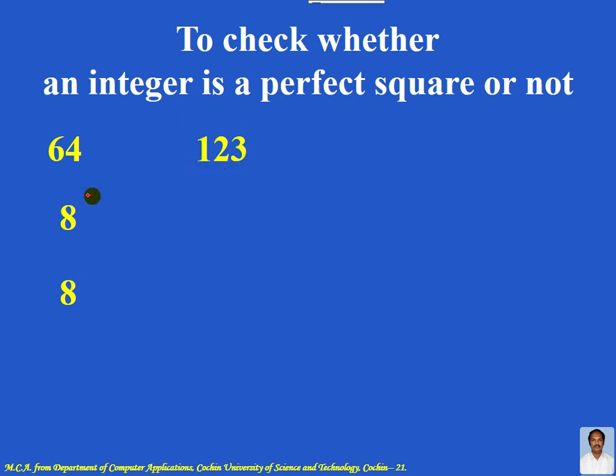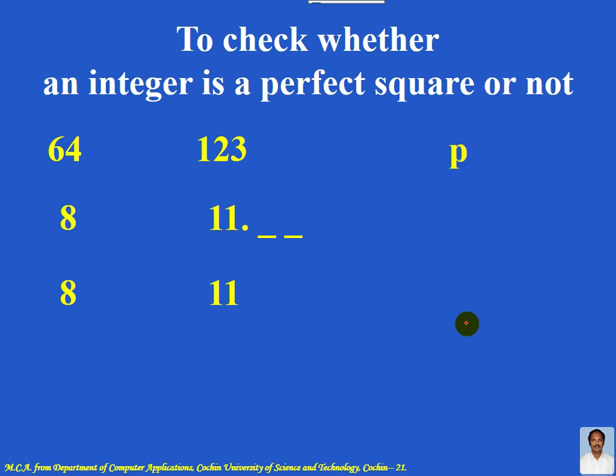What is the method? First, you find the square root of 123. You will get 11 point something. Next step, you find the integer part of 11 point something. You get 11. And here 11 into 11 equal to original number. Condition wrong. So 123 is not a perfect square.